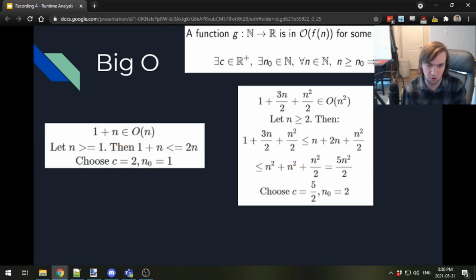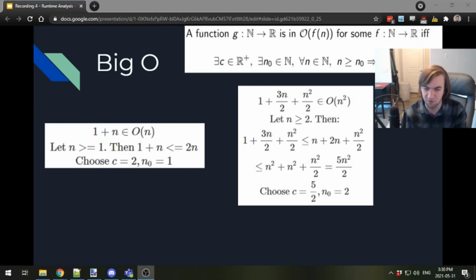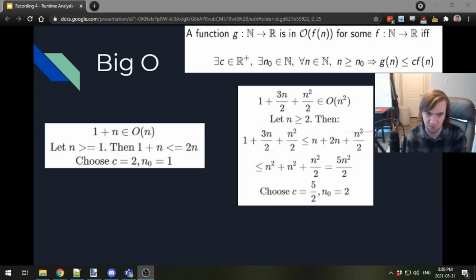Okay, so let's look at a really simple big O proof. Let me move myself out of the way. Okay, here we go. So here's the definition of big O at the top. And let's suppose we want to do two little simple examples. Okay, we want to show that 1 plus n is in big O of n.